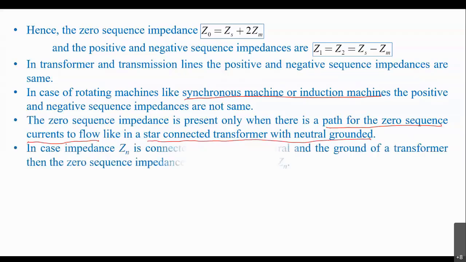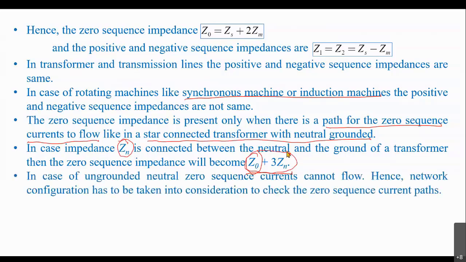Whether it's a transformer or synchronous generator, in case impedance Zn is connected between the neutral and the ground, the zero sequence impedance will become Z0 plus 3Zn. If it is solidly grounded, then it is obviously Z0. If your neutral is grounded through the impedance Zn, your zero sequence impedance will become Z0 plus 3Zn. In case of ungrounded neutral, zero sequence currents cannot flow, hence the network configuration has to be taken into consideration to check the zero sequence current path.